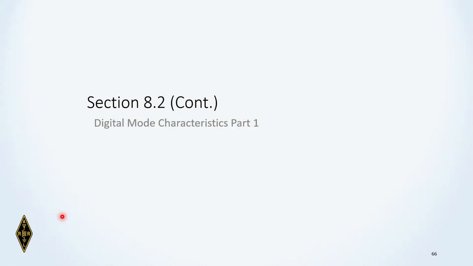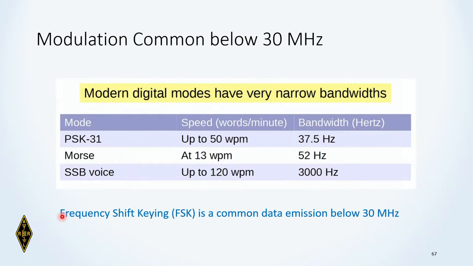All right, we'll move on to section 8.2 now, which we'll be covering next. Modulation common below 30 megahertz is the first chart. Now, modern digital modes have very narrow bandwidths, and we're going to consider some of them here. PSK31 used to be the grand champion with the bandwidth of only 37.5. There are some digital modes that are narrower than that right now, but the only pool question relates to this one as being the narrowest of a list that they'll give us. And with PSK31, you could get about 50 words per minute if you were typing keyboard to keyboard between you and another ham.